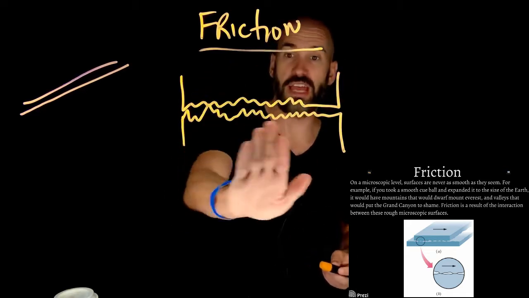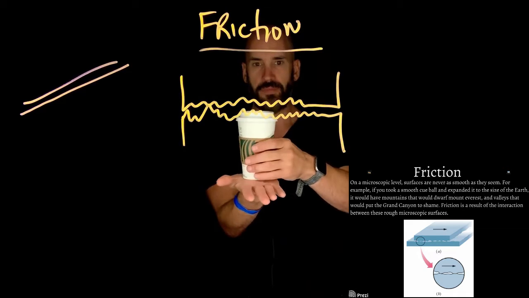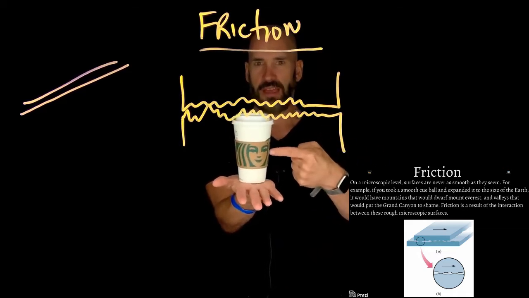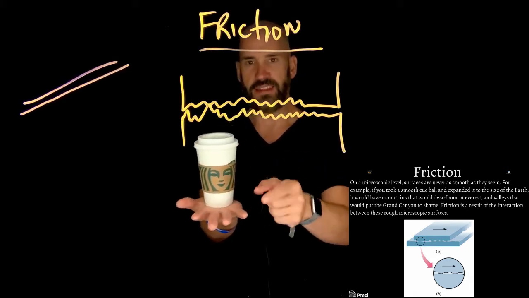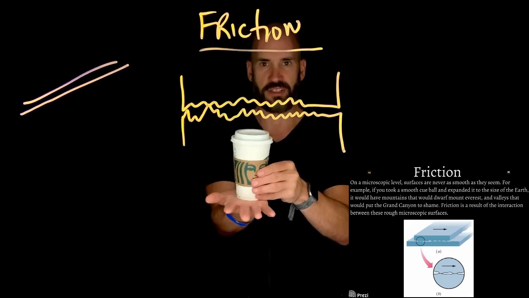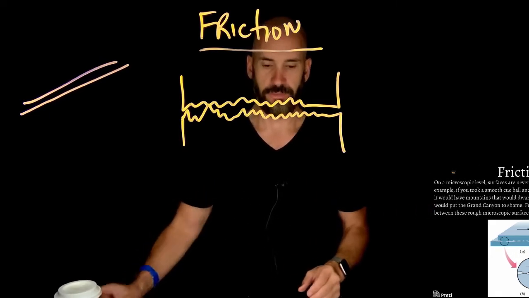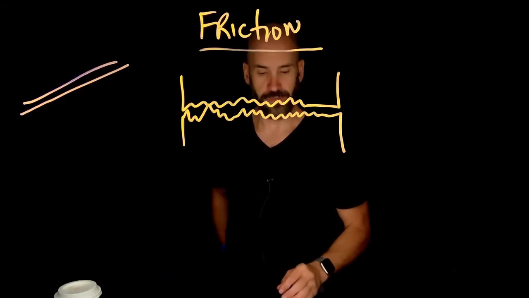So this is what's actually happening, and that is why I can have my coffee cup here and apply a force, and it doesn't tip over right away, it doesn't slide right away. This surface and this surface are rough like this, and there's going to be some resistance, and that resistance is called friction. So if you guys could advance to the next slide that talks about static friction.